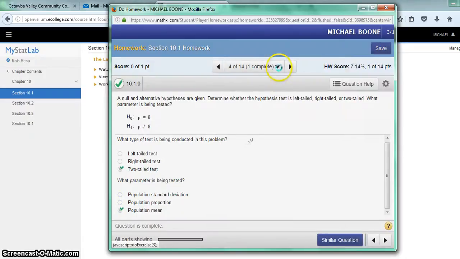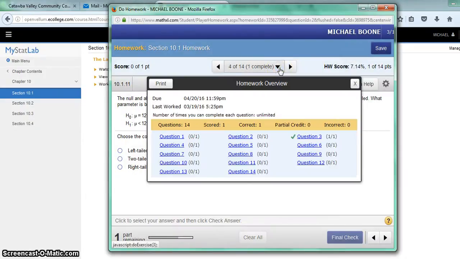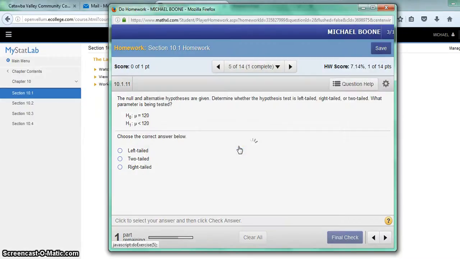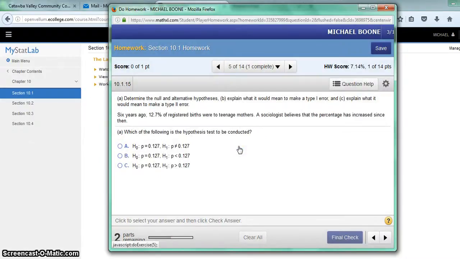Again, there's a lot of definitions and more reading in this section, but nothing too computational yet. That'll come. We'll use StatCrunch in the near future.